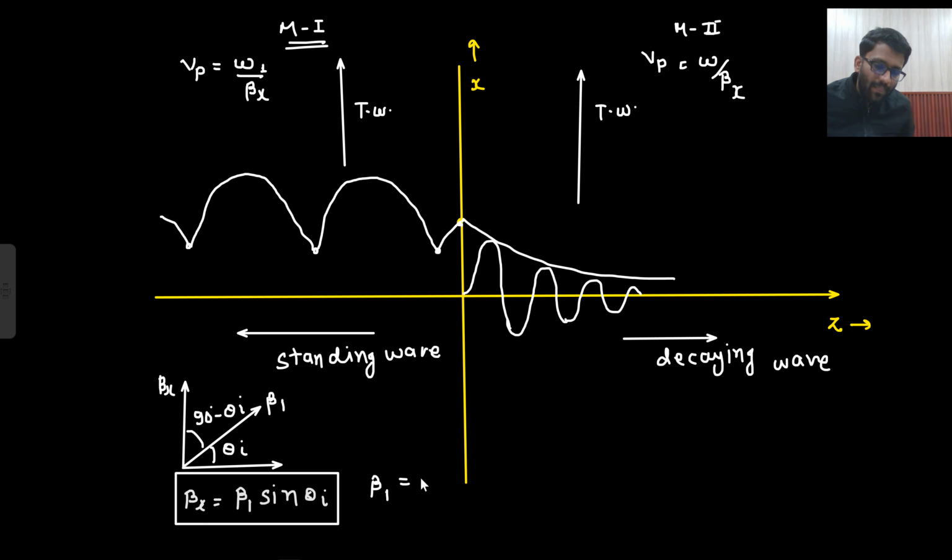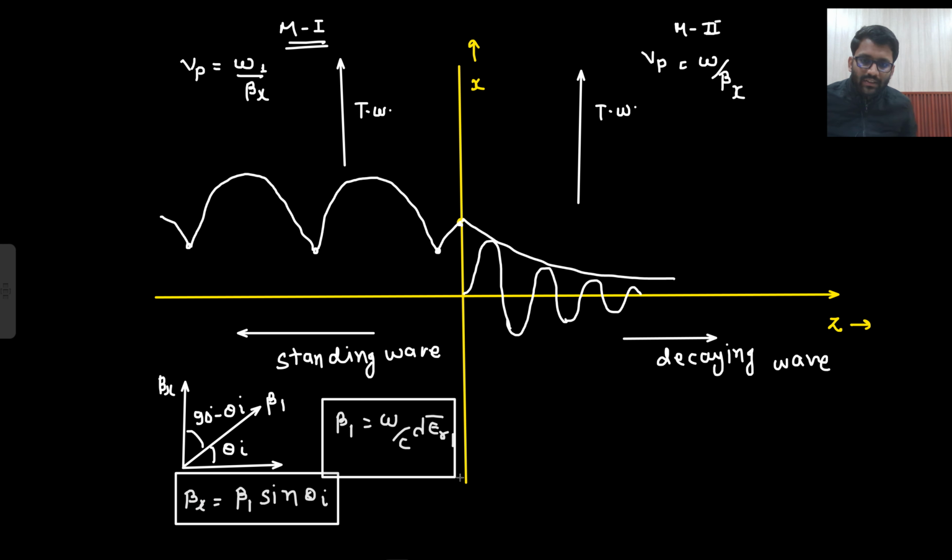And what is my beta 1? Beta 1 is omega by c under root epsilon r1, right? So here I am writing beta 1 as well. So my beta 1 is omega by c under root epsilon r1. So this is just the summary of the whole discussion that we have done. And what about this thing? Here this will be your wave.